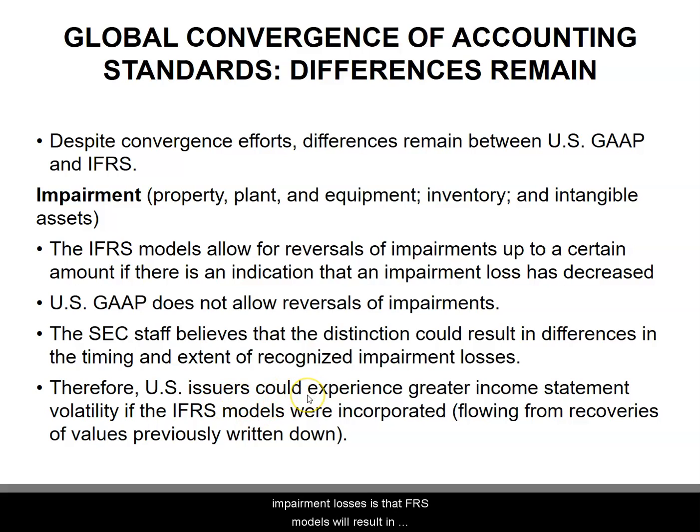It implies that IFRS models will result in higher income statement volatility if any company is using these. Higher earning volatility leads to higher risk and lower stock prices and valuation. In case convergence is achieved and US issuers are required to adopt the IFRS models, it will result in higher income statement and earning volatilities for them.